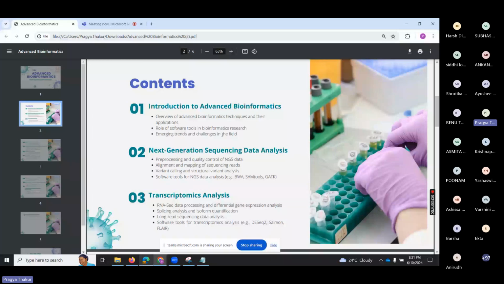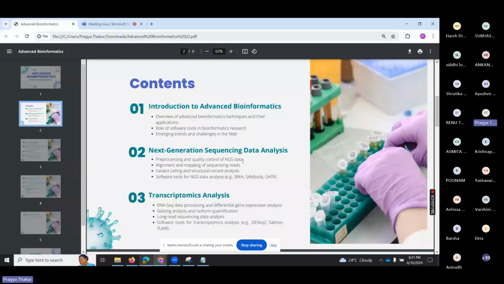Later on, we will move further to next generation sequencing data analysis. We will understand what NGS data is, what next generation sequencing data is, why we need to analyze it, and what the machines and softwares are, like Illumina and others that are used to pre-process. We will also see some softwares for quality control of NGS data, at least 1 to 2 softwares in this case.